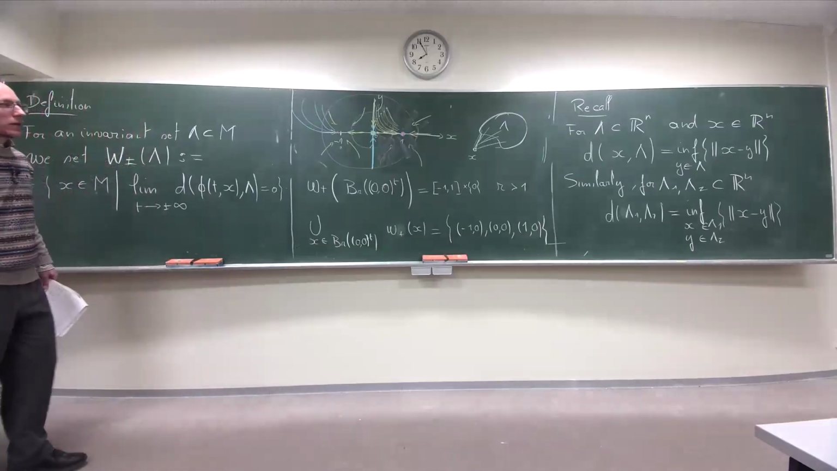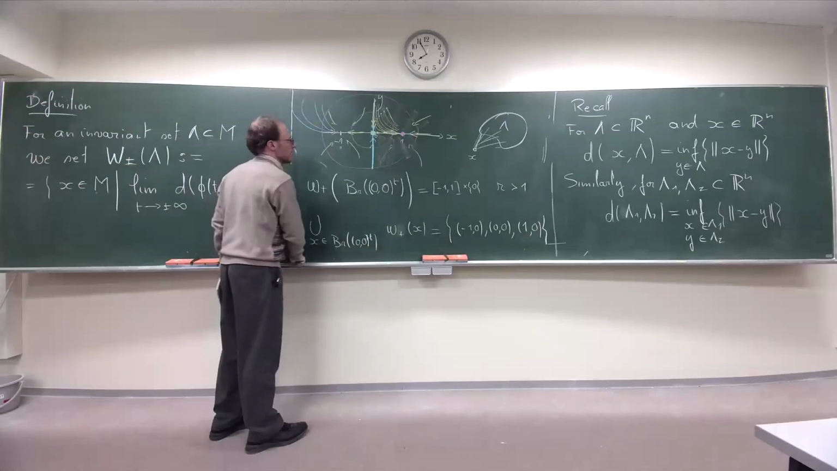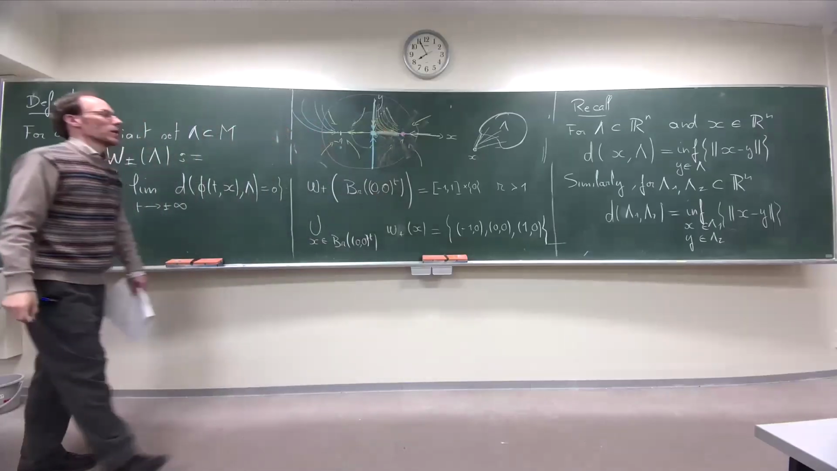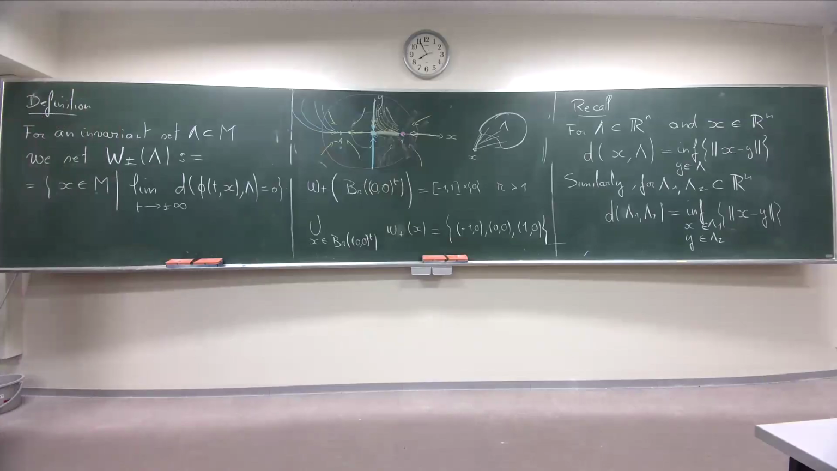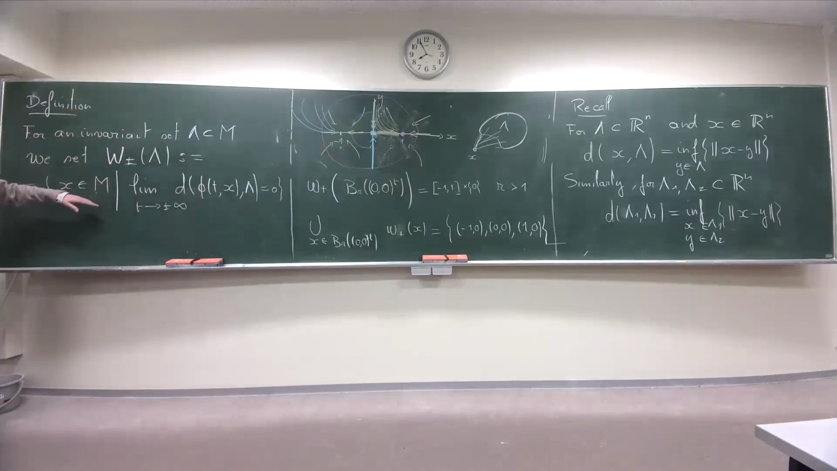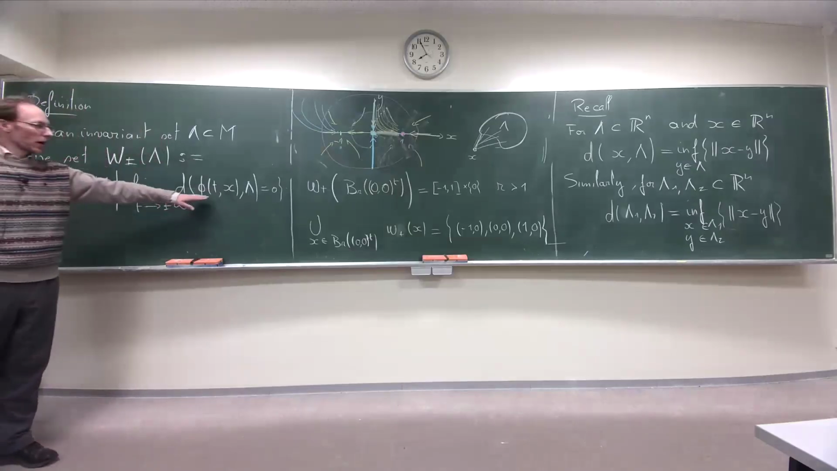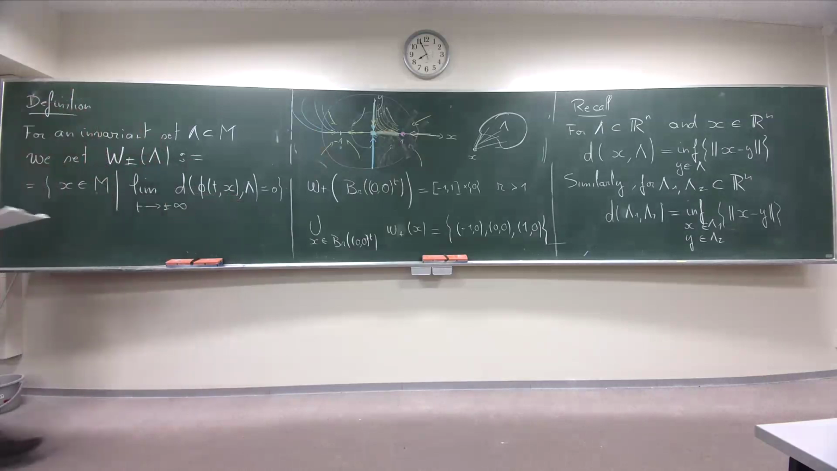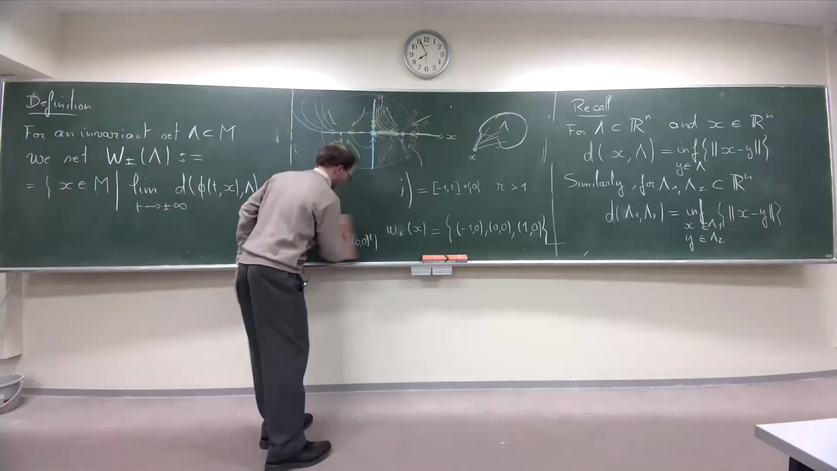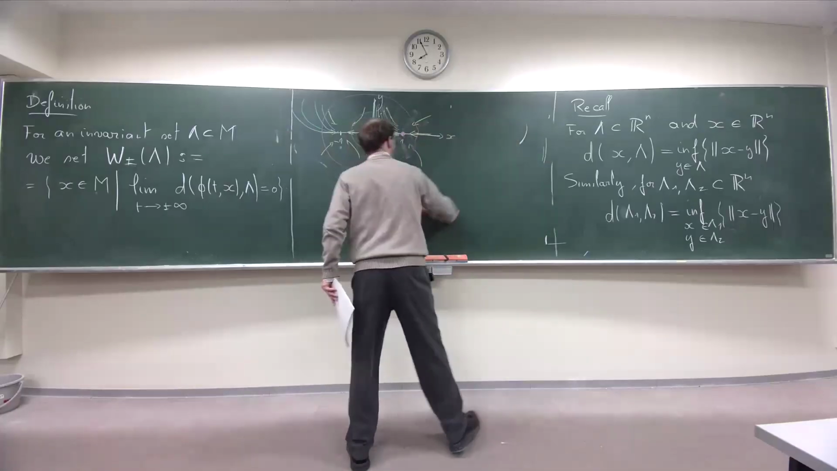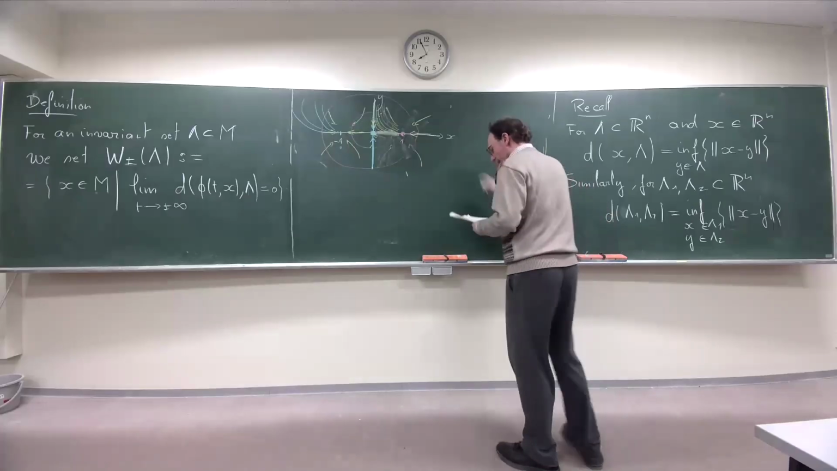And you can now take another invariant set. Of course, you can take this, which is also an invariant set. You can wonder which points converge to it. So this is the definition of this W plus minus, a set of points which are approaching your invariant set along the evolution.